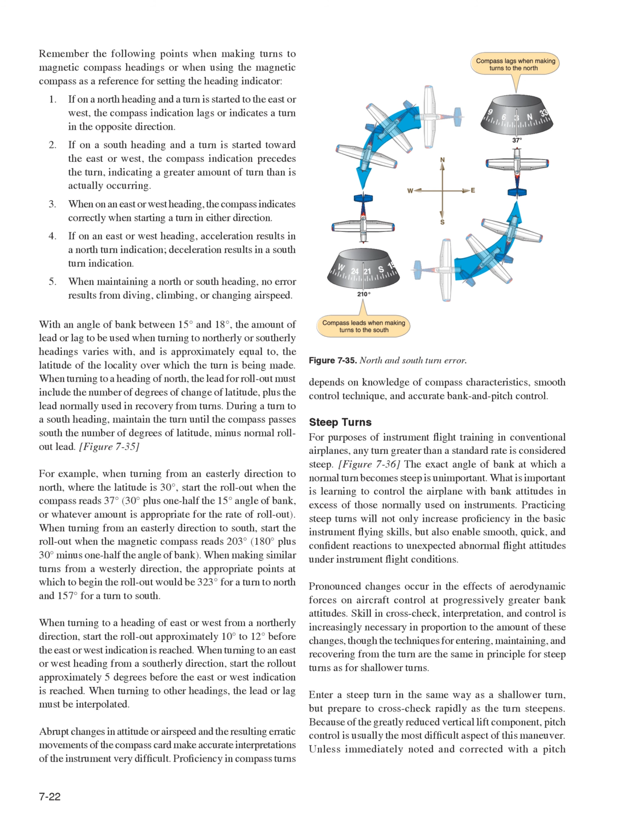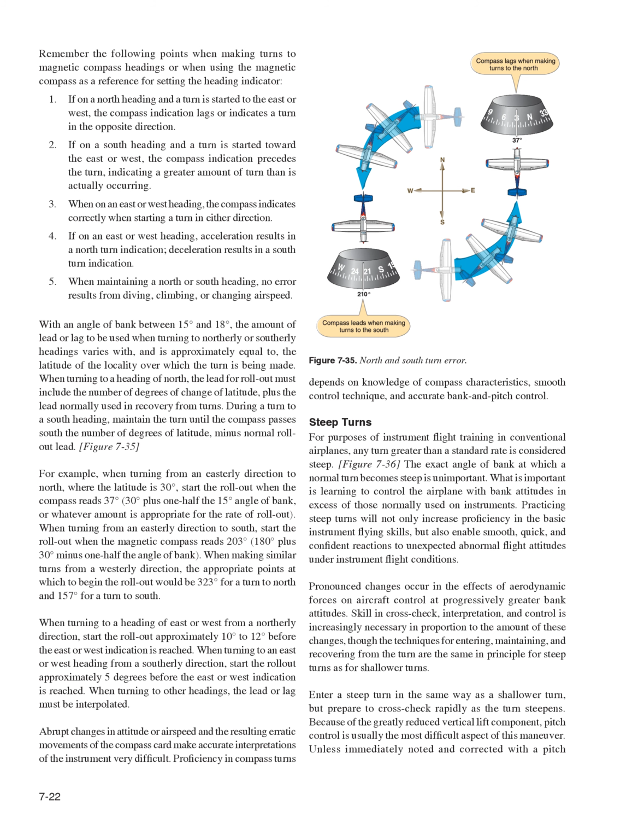With an angle of bank between 15 degrees and 18 degrees, the amount of lead or lag to be used when turning to northerly or southerly headings varies with, and is approximately equal to, the latitude of the locality over which the turn is being made. When turning to a heading of north, the lead for rollout must include the number of degrees of change of latitude, plus the lead normally used in recovery from turns. During a turn to a south heading, maintain the turn until the compass passes south the number of degrees of latitude, minus normal rollout lead.